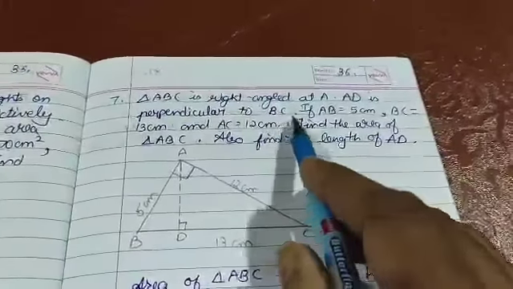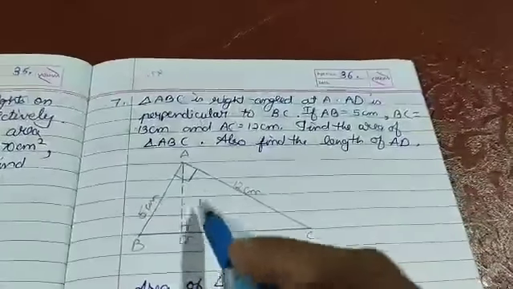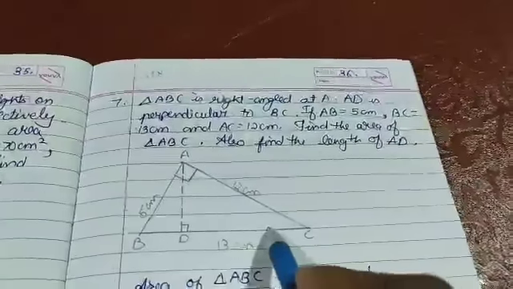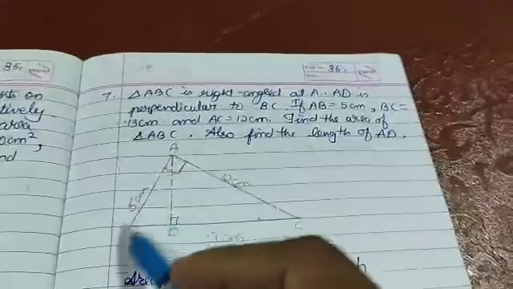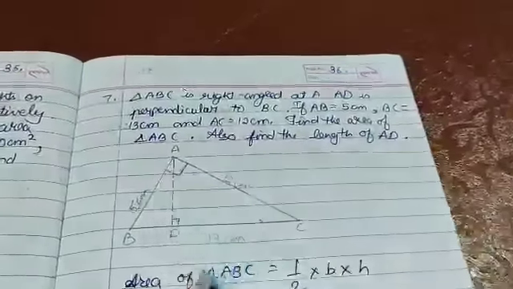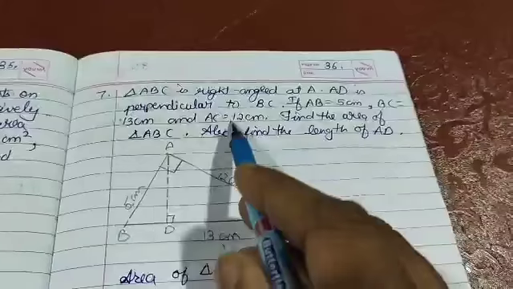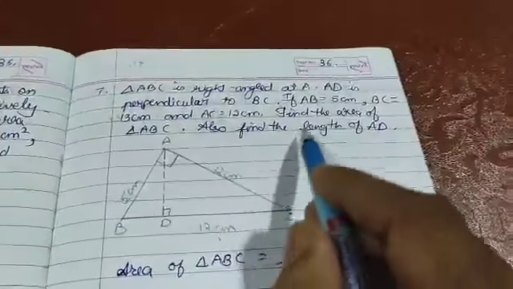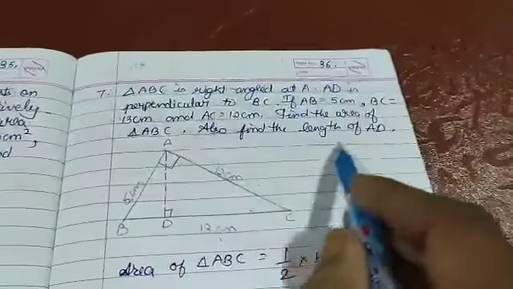Now AD is perpendicular to BC. If AB is 5 centimeter, BC is 13 centimeter, the hypotenuse, and AC is 12 centimeter. This is the altitude. Find the area of triangle ABC. Also find the length of AD.